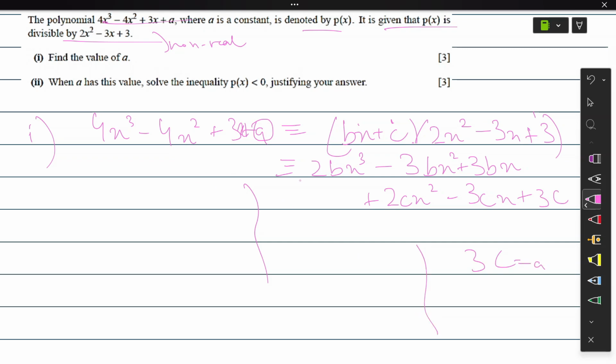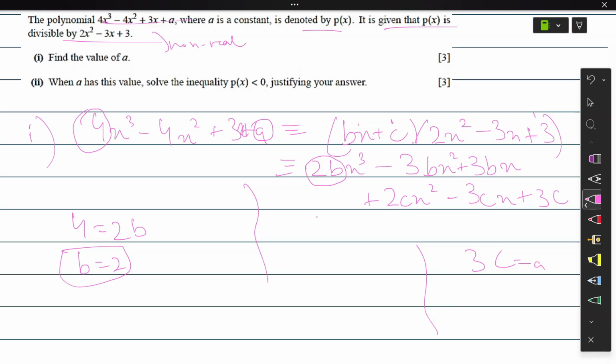The next thing we know is this cubic coefficient is equal to 4, because in the actual form it is 4 and in the general form it is 2b. So 4 equals 2b, right? And then b equals 2.